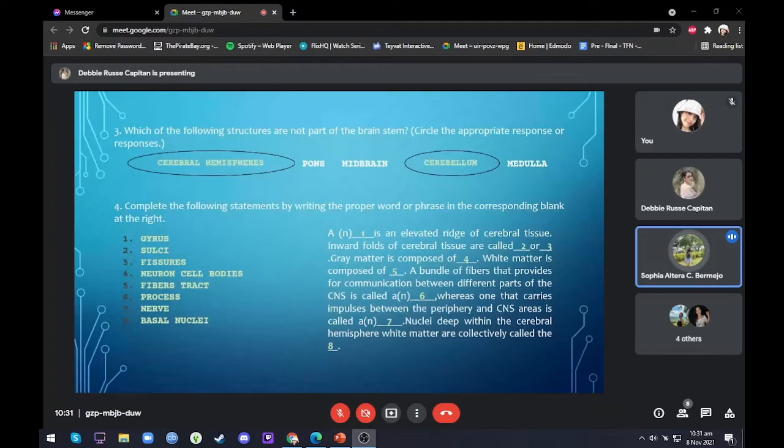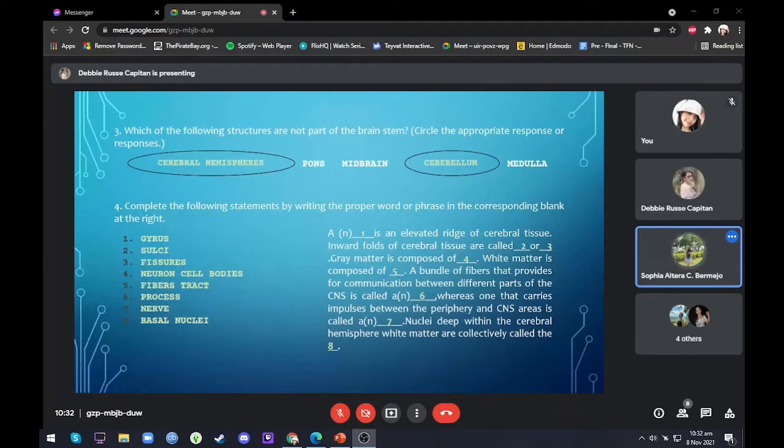So number one, an elevated ridge of cerebral tissue. Our answer for that is gyrus. Number two, inward folds of cerebral tissue are called sulci. Number three, gray matter is composed of neuron cell bodies, and white matter is composed of fibers. Number five, a bundle of fibers that provides for communication between different parts of the CNS is called fiber tracts.